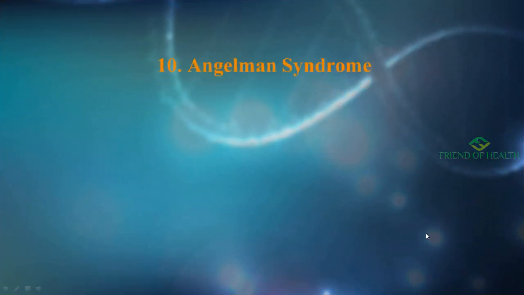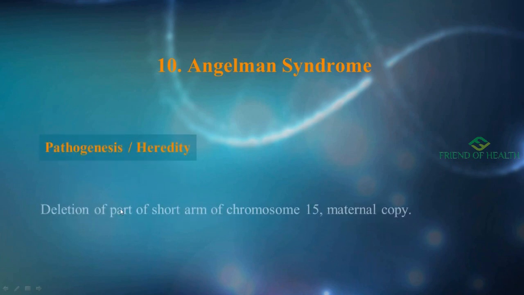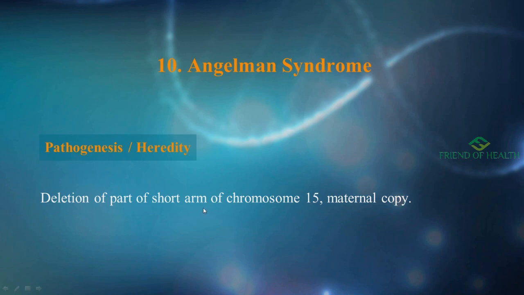Angelman syndrome. In Angelman syndrome, for pathogenesis or heredity, there is deletion of part of the short arm of chromosome 15, again a number, a chromosome 15 defect. Deletion of part of the short arm of chromosome 15, maternal copy, and this is an example of genomic imprinting. So among the genetic disorders, some interesting things will come. Angelman syndrome and its presentation, the cardinal symptoms are very interesting. So an example of genomic imprinting is Angelman syndrome.